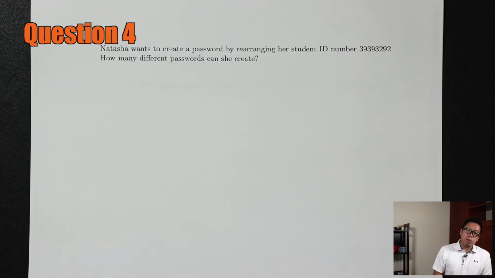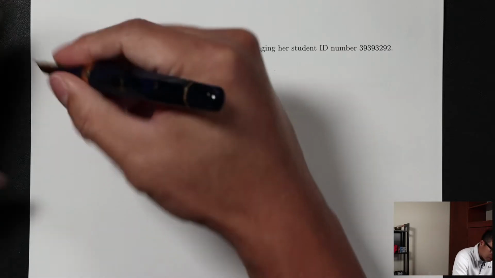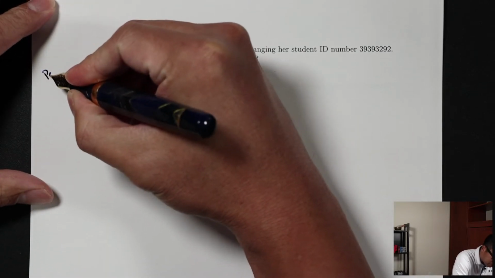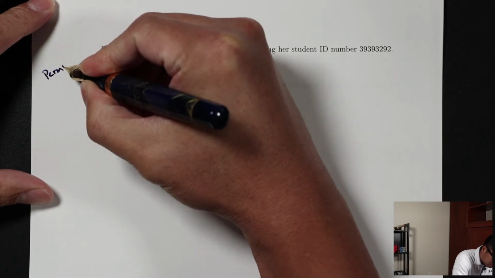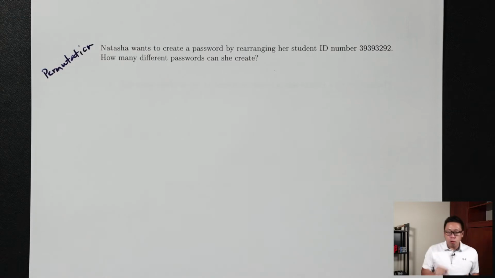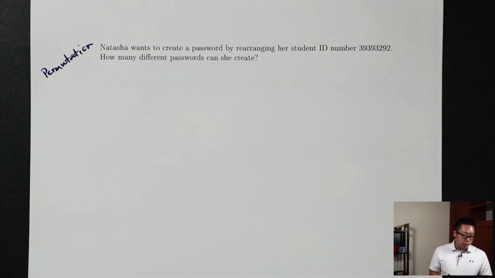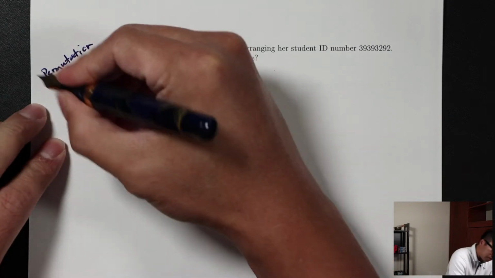Natasha wants to create a password by rearranging her student ID number. How many different passwords can she create? We're talking about passwords here, so order does matter. So this is a permutation. And because we're rearranging a word that has repeated characters, this is a permutation with lookalikes.